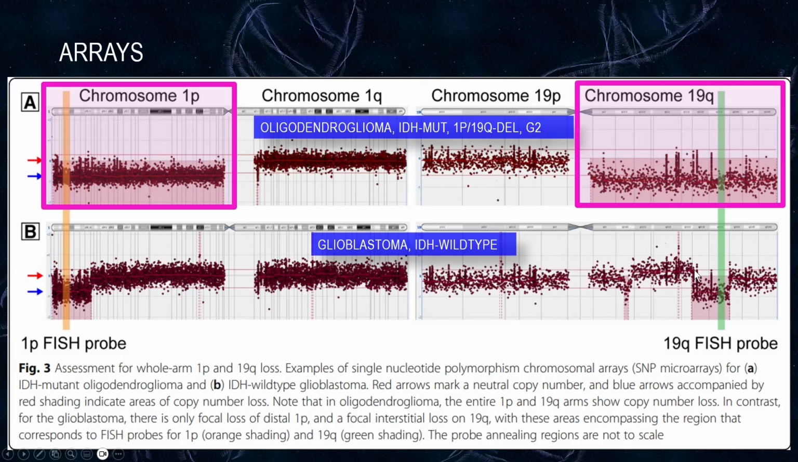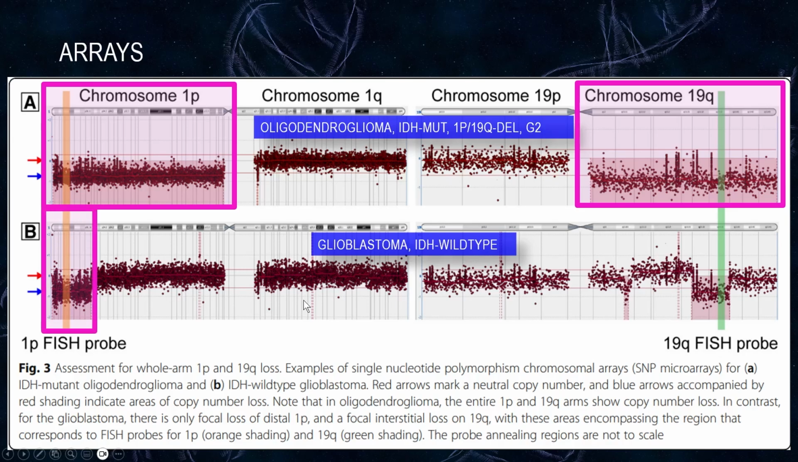So this would basically be a false positive, where it would get called as 1p19q loss, but it's not really an oligo. So hopefully they would notice something is off and correlate that with histology and other findings. But here's where maybe the array is a little bit better.